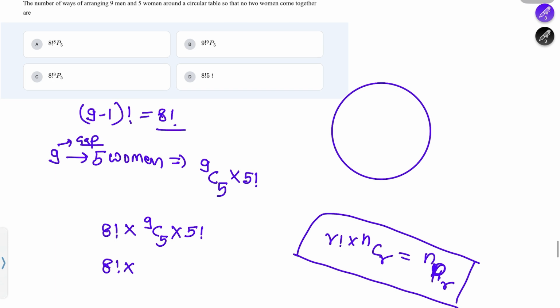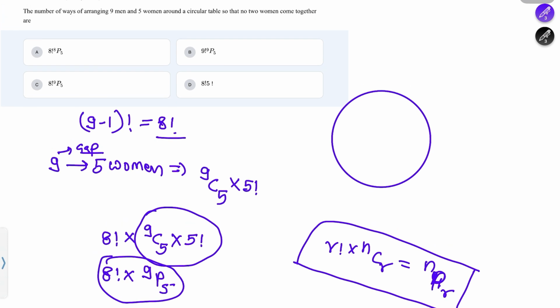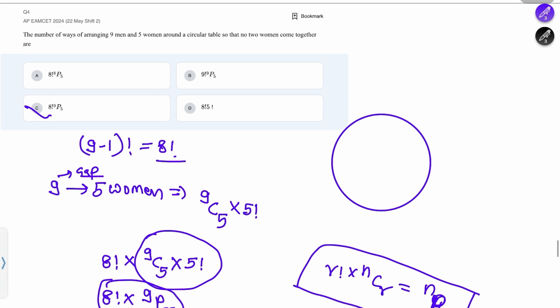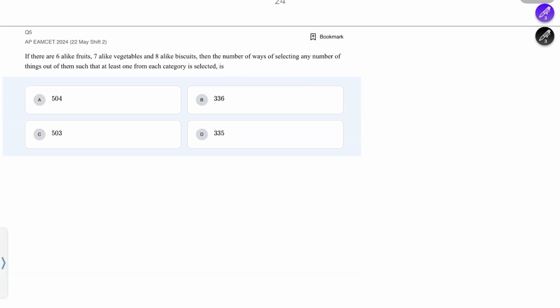Permutation is also part of this, so that is 9P5. So the answer is, check that answer, accordingly the C option, correct. It is an easy process, right? And this one is also easy. The gap method is asked every time in EAPCET, where no two men are together, so for that type of question use the gap method. The gap method is a very good, easy method for every type of question like that.